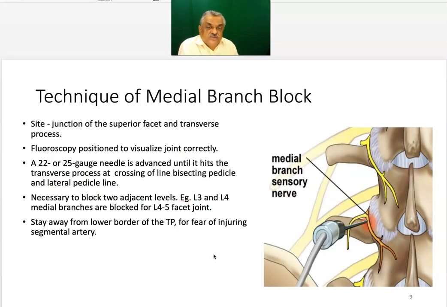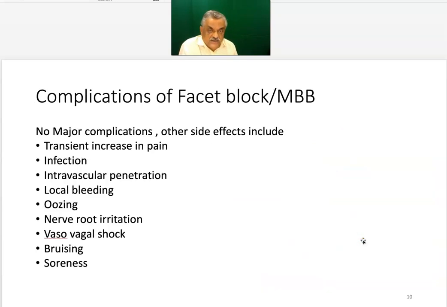The junction of the superior facet and the transverse process, that is here, or a line bisecting the pedicle and the lateral pedicle line towards the upper border of the pedicle. Then a needle is put here and then we inject here. This is for injecting the nerve. Initially we talked about the joint space. Now this is for the nerve. We stay away from the lower border for fear of injuring the segmental artery.